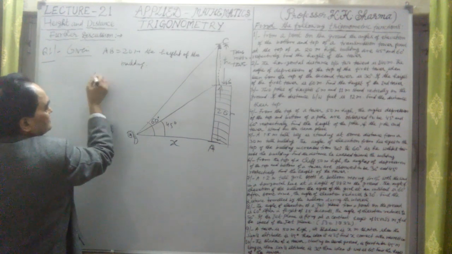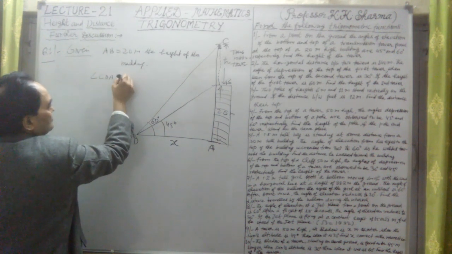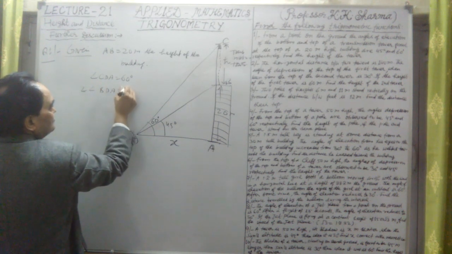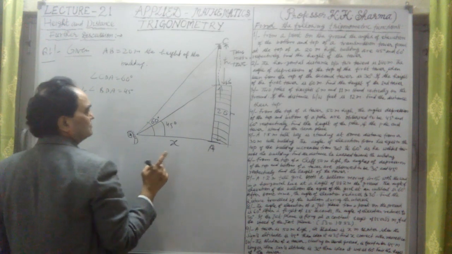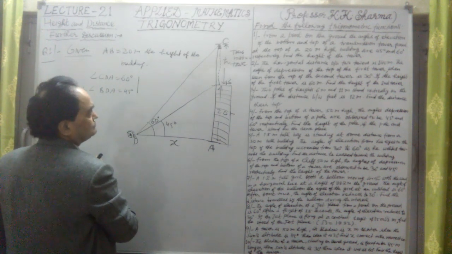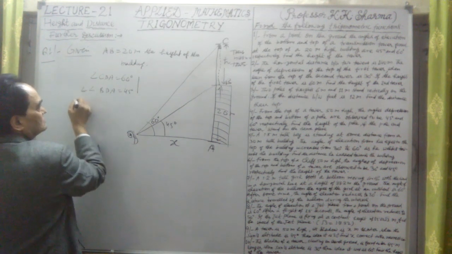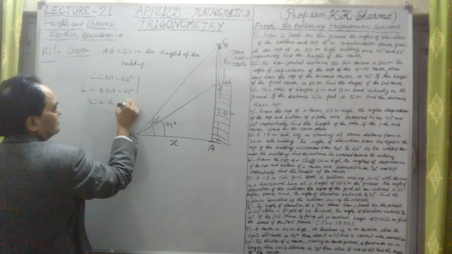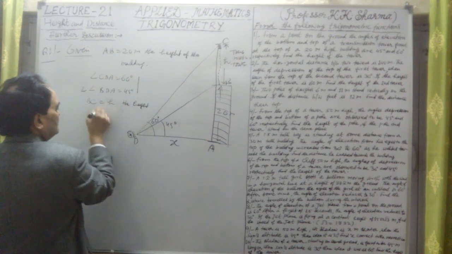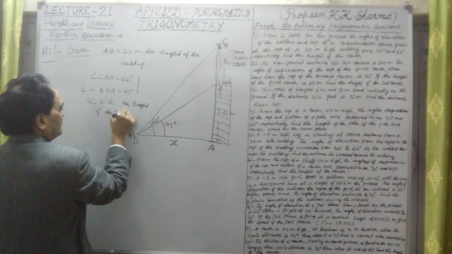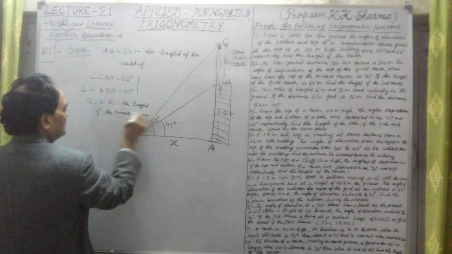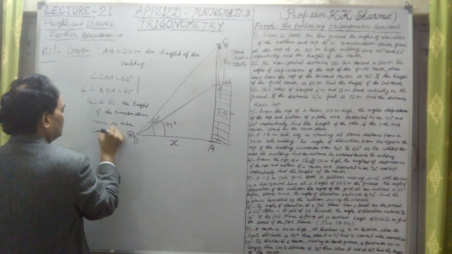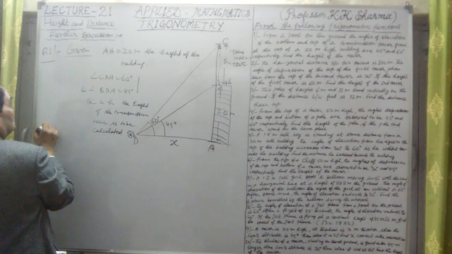Angle CDA is equal to 60 degrees, and angle BDA is equal to 45 degrees. Then the angles of elevation of the bottom and top, these two angles are also given. And let BC is equal to h, this is the height of the transmission tower, which is to be calculated. This is the question we are solving.